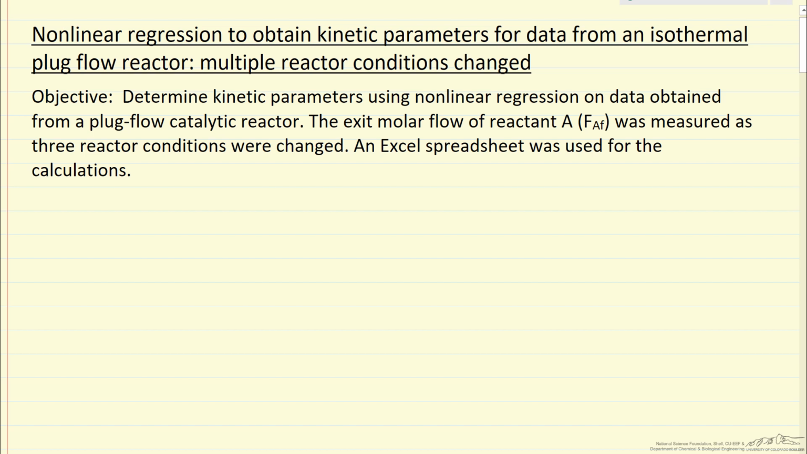Here we're going to look at obtaining kinetic parameters if we were to do experimental measurements in an isothermal plug flow reactor. And we did those experimental measurements by changing multiple reactor conditions. What I mean by that is, if we have a reactor, the reaction is in the gas phase, A goes to B.